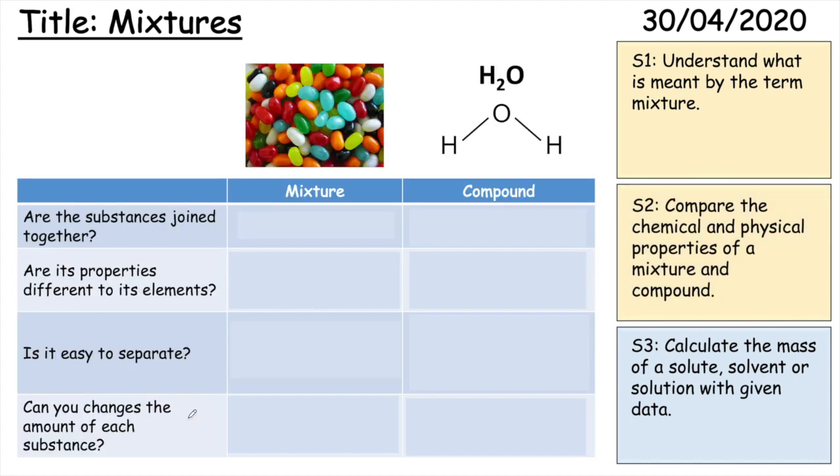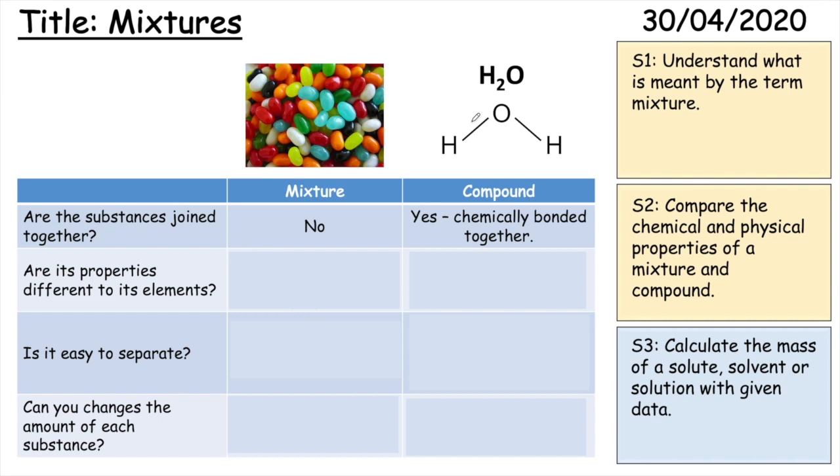So now we're going to look at comparing a mixture and a compound. How do their properties change? Well, the first one says, are the substances joined together? If we look at a mixture, you'll see that they're not joined together. The blue sweets are separate from the yellow sweets or the orange sweets. They might be touching, but they're not bonded together. In water or H2O here, this compound, you can see these lines, and that line represents a bond. So oxygen is bonded to hydrogen. They're connected. So they are joined together in a compound.